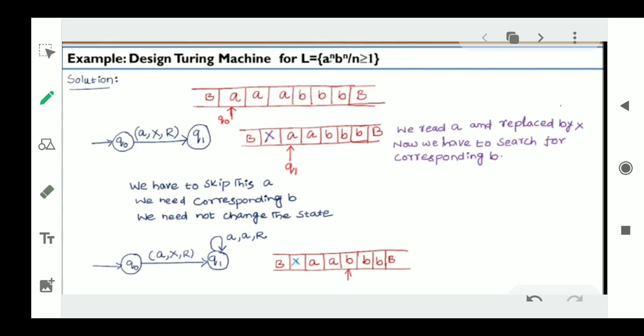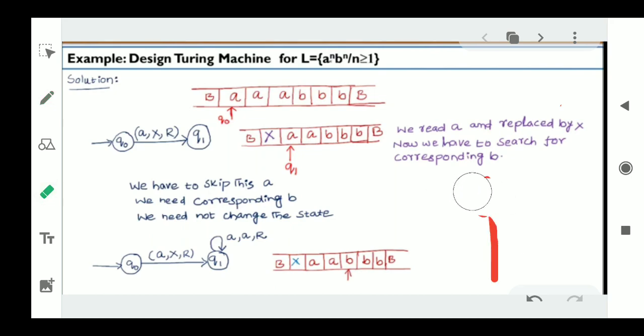Here small a is replaced with capital X, and after that many a symbols are encountered, but we are not replacing them. We will just skip these symbols, and we will go on finding the position of b, where we will have the b symbol. Whenever we see the b symbol, then immediately we will change the symbol b into Y here.